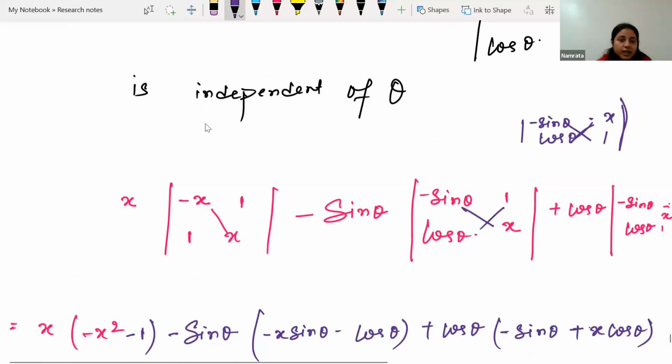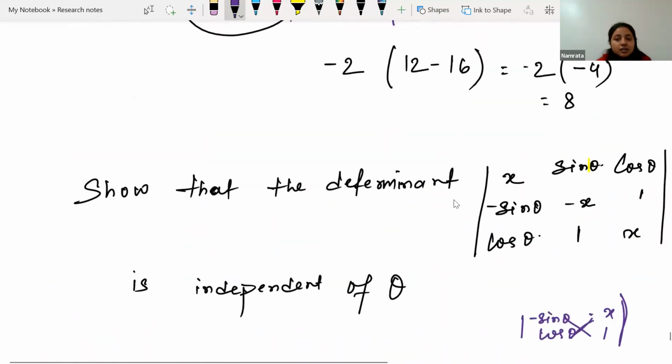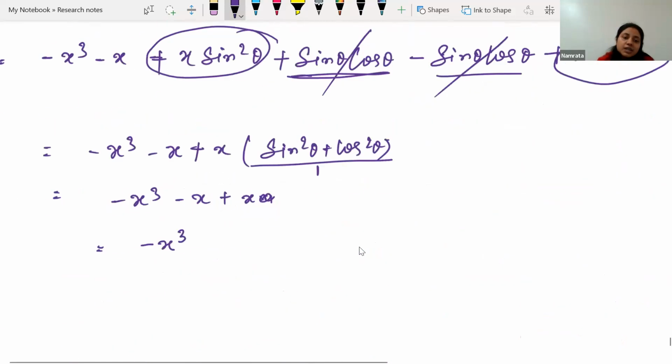What we wanted to show is that the value of the given determinant after solving will be independent of theta. So the answer will not contain theta, and yes, we have shown that our answer does not have any theta. It is independent of theta. Okay, is it clear to everyone?